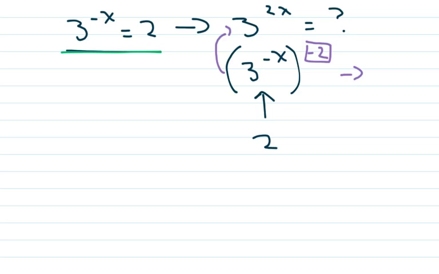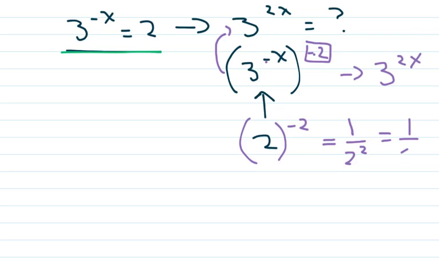I'm going to just check real quick. Negative times a negative is positive, so you have 3 to the 2x. Now, since I know that that's the case, all I'm going to do is substitute for my 2 here and put the negative 2. That gives you 1 over 2 squared, which equals 1/4.